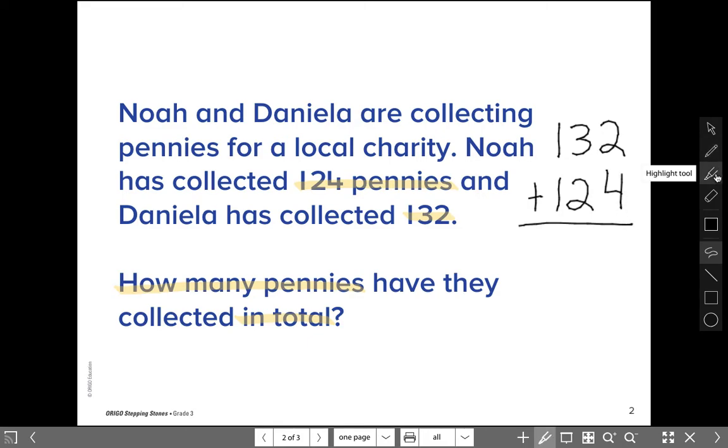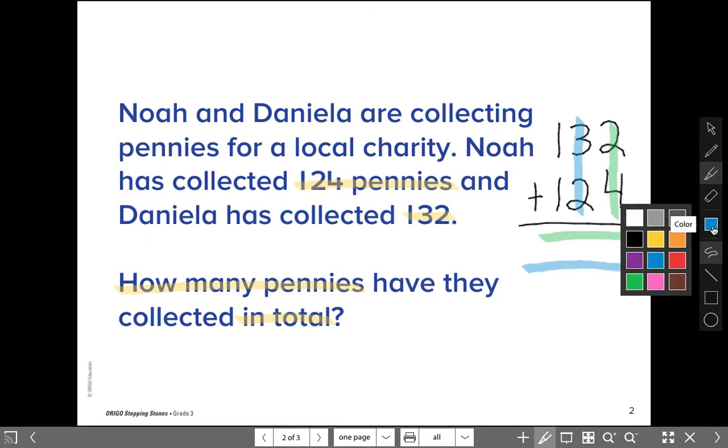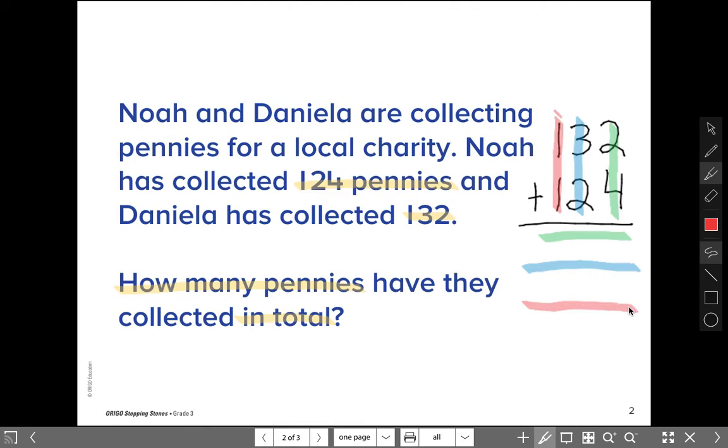So I've got my ones place and my ones row. I've got my tens place and my tens row. Hundreds place, hundreds row. What is, everybody, 4 plus 2? 6. Woo, that was not working, was it? Sorry, I didn't hit the pen very well.